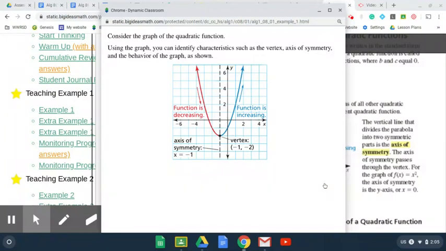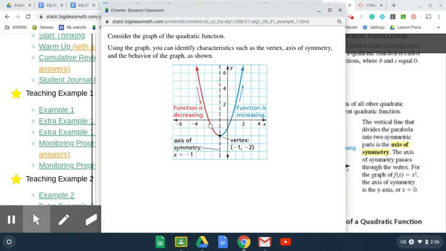All right, this is section 8.1, example 1. We're going to consider the graph of the quadratic function, and we're going to use the graph to identify characteristics such as the vertex, the axis of symmetry, and the behavior of the graph. We can also talk about the domain and the range of the graph. So we're looking at this parabola right here.